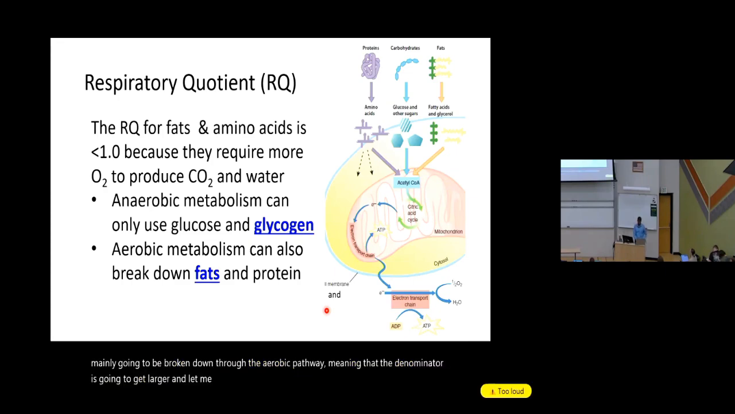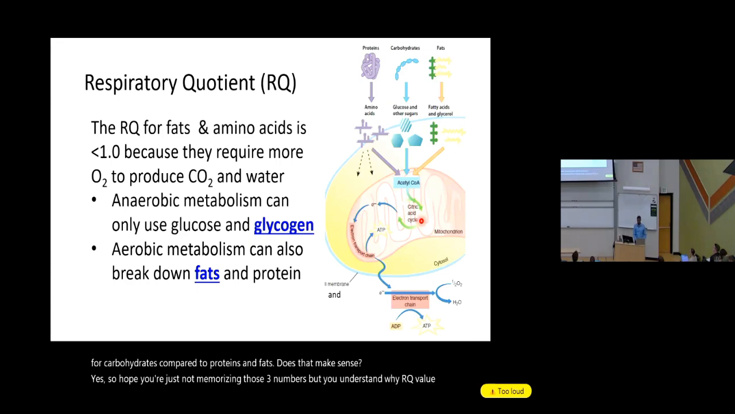And let me just explain why. If you think about fats, most of the fat will be converted into acetyl-CoA, which is going to enter the citric acid cycle in the mitochondria. And also, depending on the carbon skeleton, most of amino acids will also be entering the citric acid cycle as well, and that is why you have a higher RQ value for carbohydrates compared to proteins and fats. Does that make sense? Yes. So I hope you are not just memorizing those three numbers, but you understand why RQ value for carbohydrates is higher than for proteins and fats.